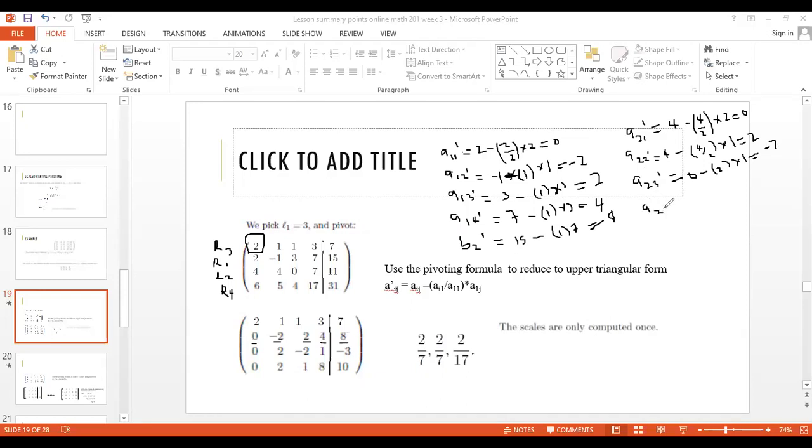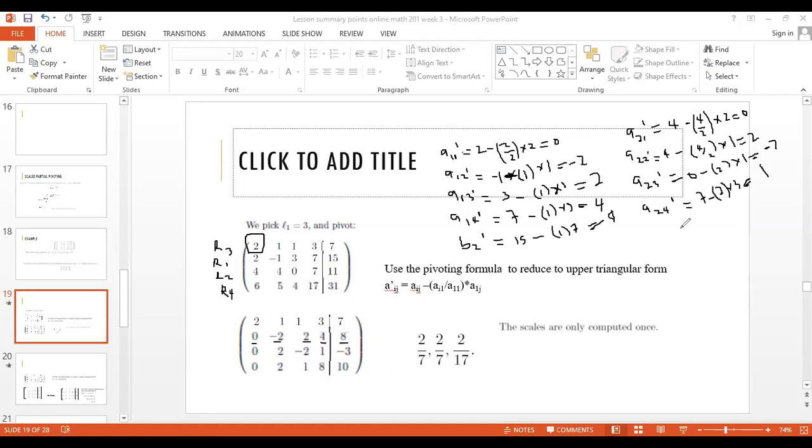Then we have A24 new, which is equal to what? 7 minus 2 times what? Sorry, let me just undo this. So this 2 should be in brackets instead. So 7 minus 2 times what? Times 3. So that will be 7 minus 6, which is equal to 1.